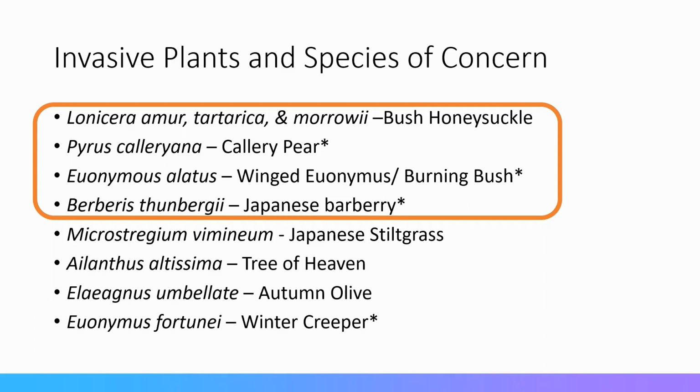Tree of Heaven's one of those. Garlic mustard's one of those. Again, I thought these were already on the list, but they're not. So the ones that are outlined here in orange, these are the ones that we're going to focus on today. We could spend an entire day covering the multitudes of species that would be covered in a topic like this, but we only have time for just a handful, because I also want to talk about some of the control strategies here at the end of the class.